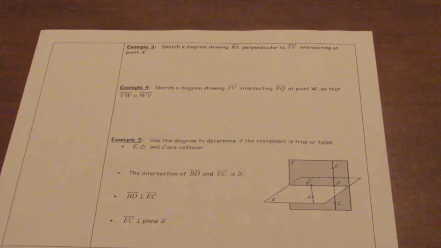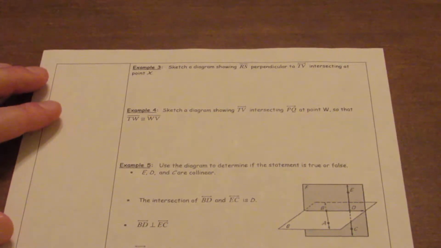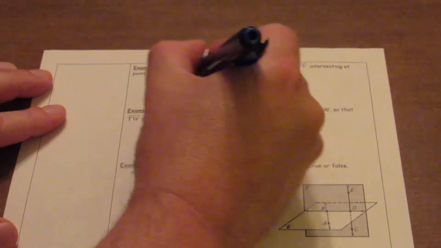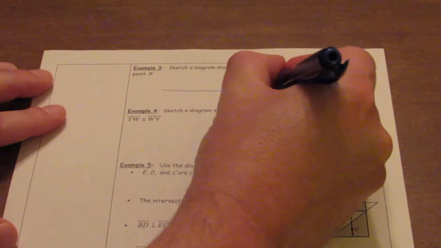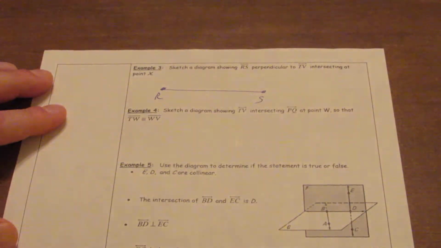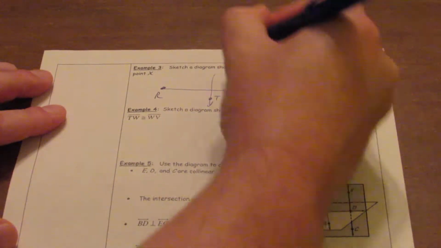Example 3 and 4 are asking us to sketch. So sketch a diagram showing RS perpendicular to TV intersecting at X. So there's a lot of things you can do here. RS is a line segment, so I want to make sure I have dots there where that ends. TV is a line. So I have those 2 points and I have arrows.